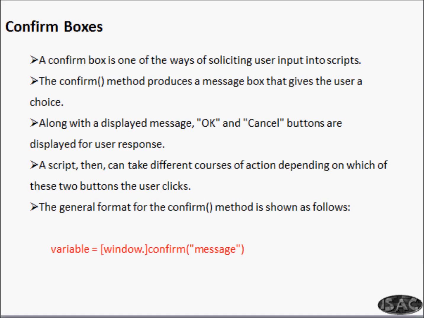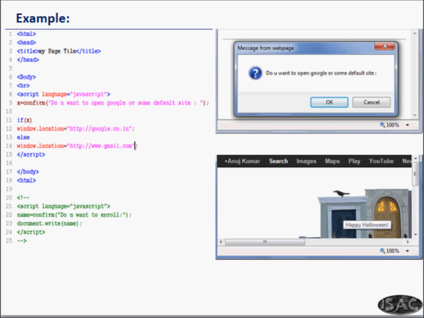Let's have an example on the confirm box. You can see the code which I have written here from line number 8 to 15. You can notice this code, and I say confirm, do you want to open Google or some default site? The x will hold that response.